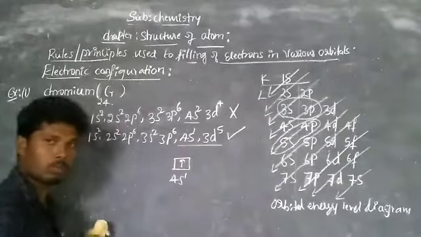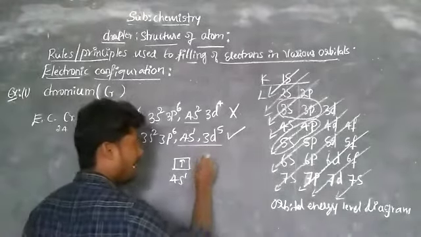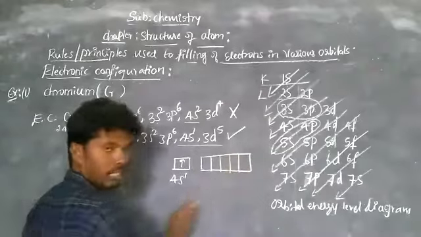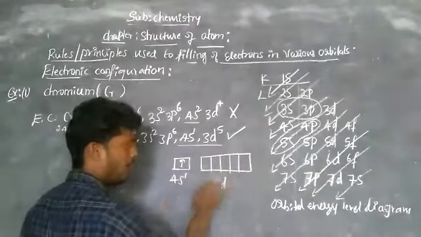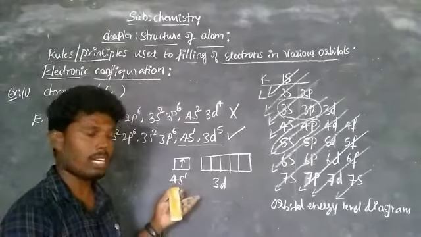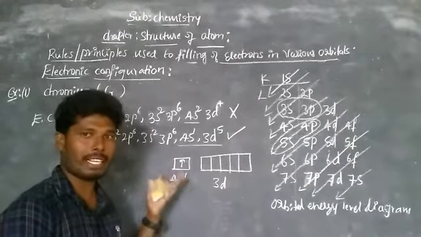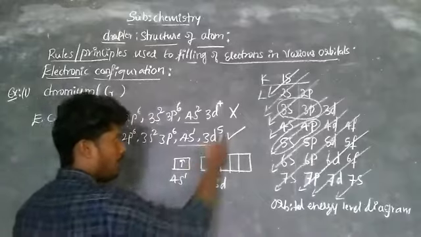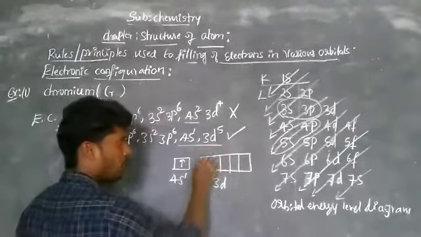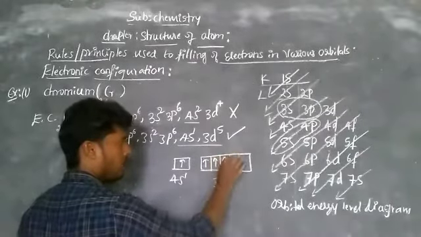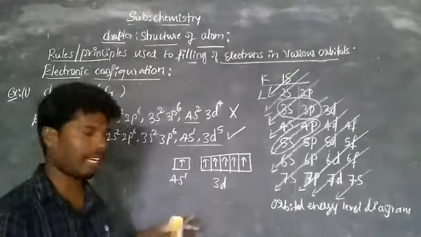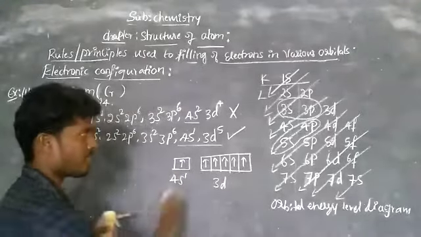Similarly, how many orbitals are there in d? In d there are 5 orbitals, so in 3d there are 5 orbitals, that is dxy, dyz, dzx, dx square minus y square and dz square. So here in these 3d orbitals 5 electrons are there, 1 2 3 4 5. So all are half filled, that means every orbital has one electron, and because of that it became extra stable.